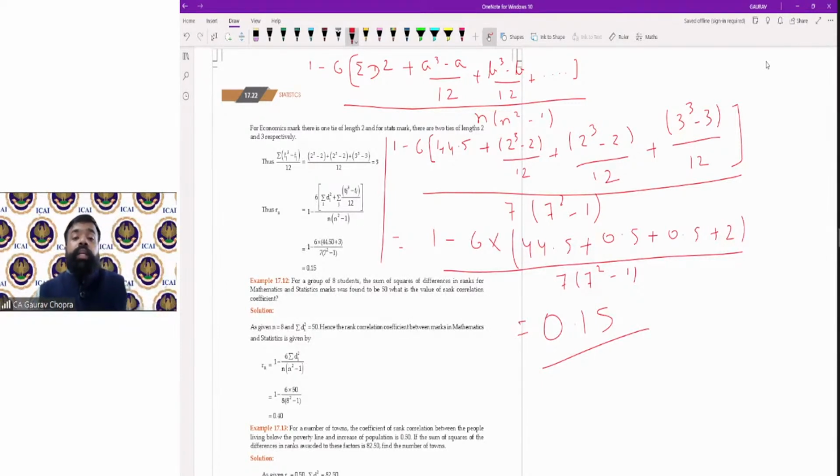So in this way, if there is a tie in the rank, you can simplify in this manner. You can use this formula. Okay, done everyone?